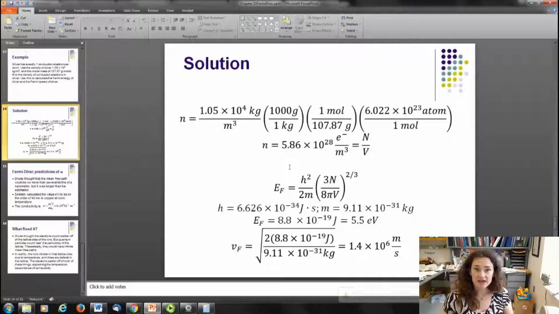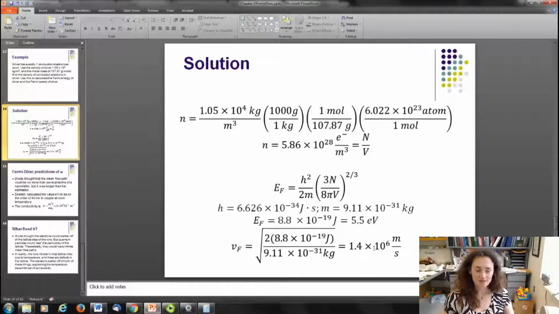Now, if you plug that into your equation for the Fermi speed, 1/2 m v_F squared equals the Fermi energy, then you can solve for your Fermi speed. Plugging all that back in, you get 1.4 times 10^6 meters per second. So those are all those values for silver.